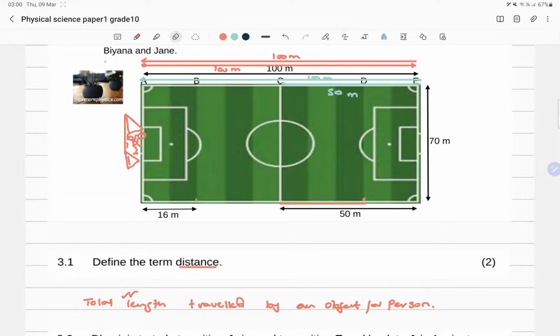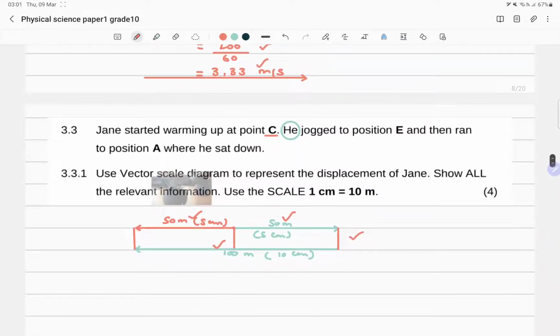So she went that way. So what is that? That is 50 minus 16, because remember this one is 16. So that is going to be 50 minus 16 meters. Okay, that's the distance she went. And where did she go?